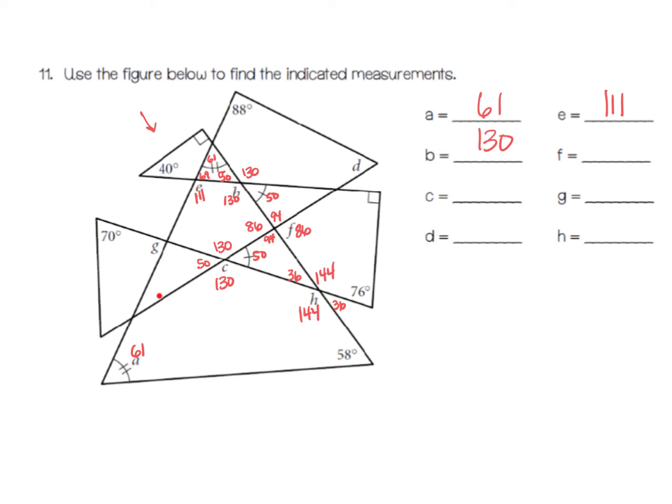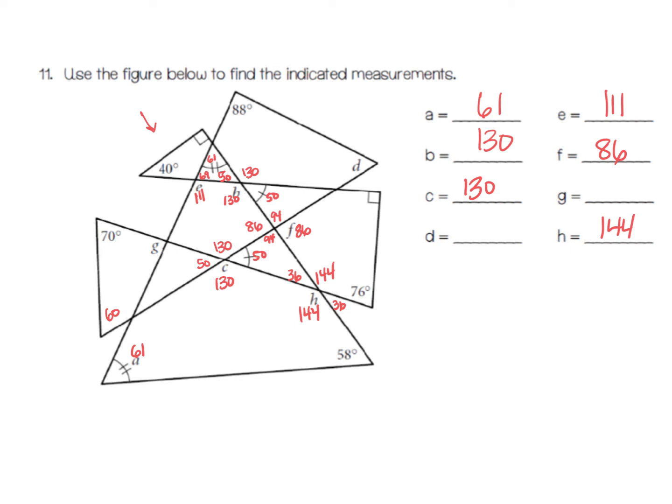Now I can use this big triangle. I have this big triangle here. I know two of the three angles. So 180 minus 70 minus 50 gives me 60. Let's see what else we need to know still. Let's see, we haven't found C yet. Where's C? Oh yeah, we did. C was 130. We haven't found D, found E, F. F is 86. G we have not found yet, and H is 144.